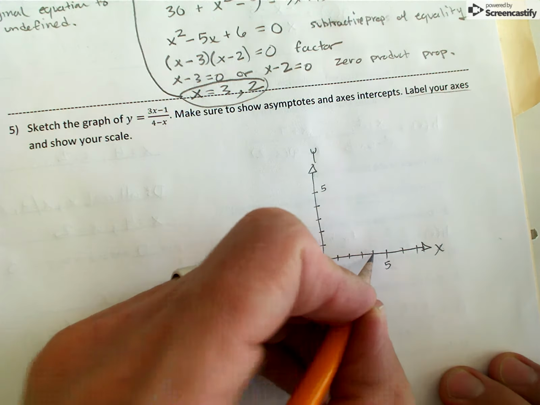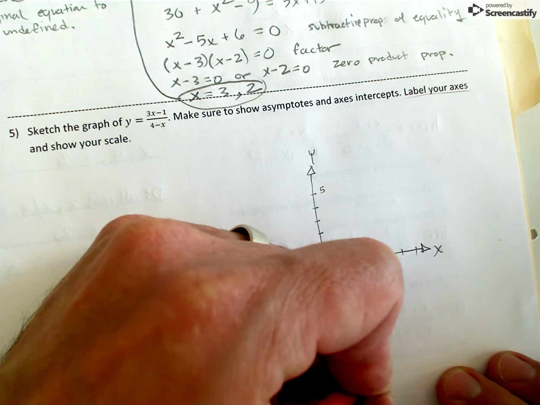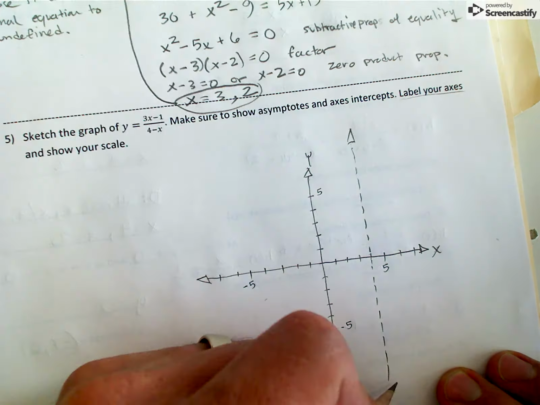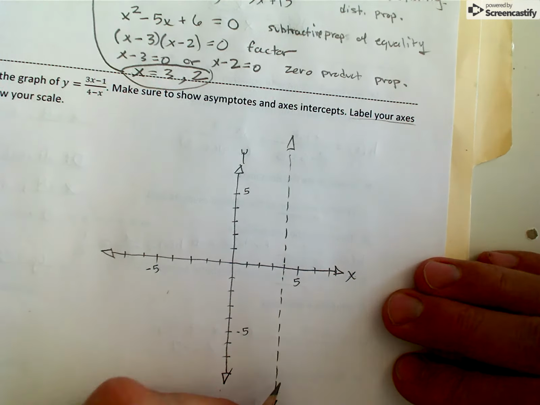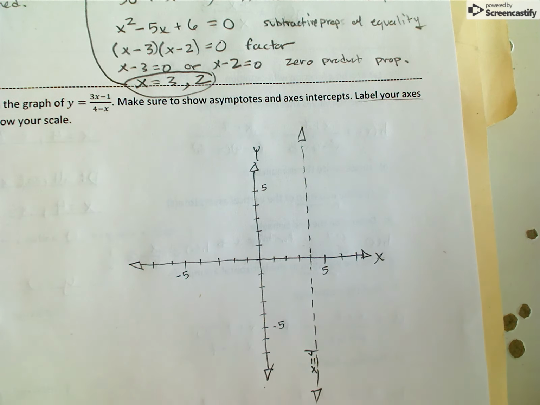So x equal to 4, there's an asymptote at x equal to 4. So let me go to 1, 2, 3, 4. There's x equal to 4 right here. And I'm just going to draw my vertical asymptote. It's just a dotted line. Okay? Just like that. So let me label it. X equals 4.